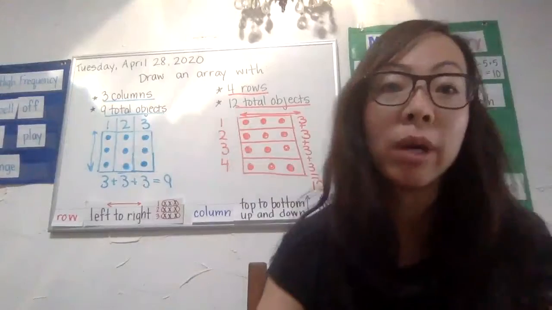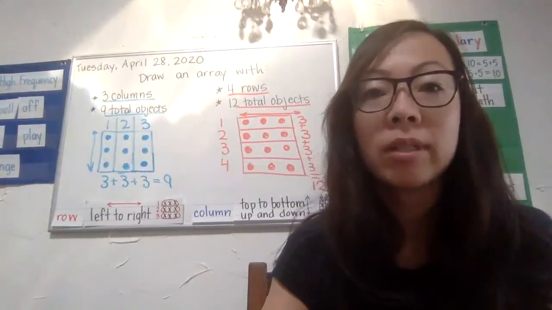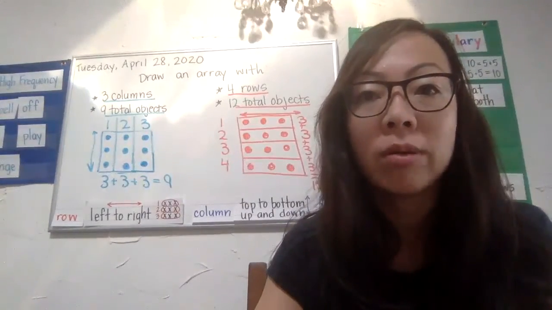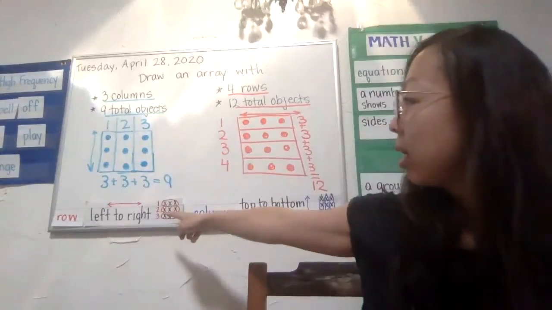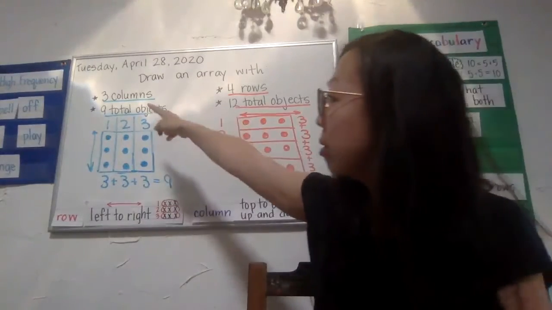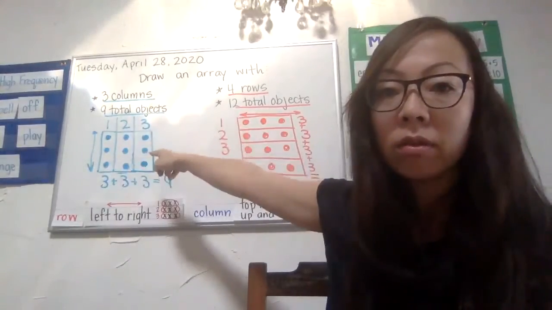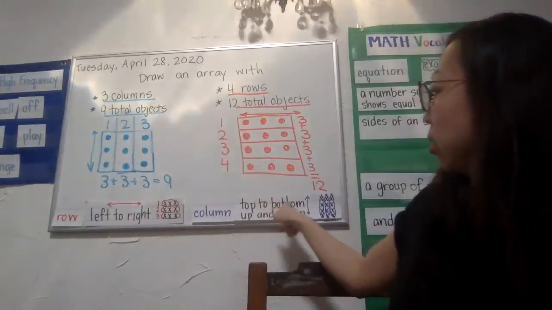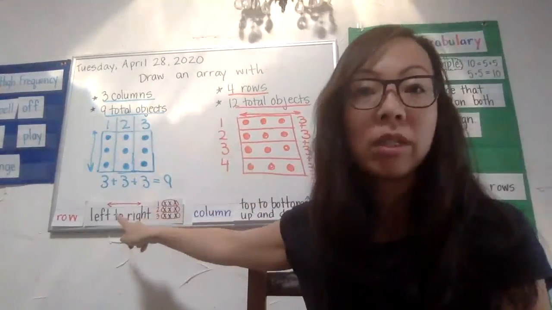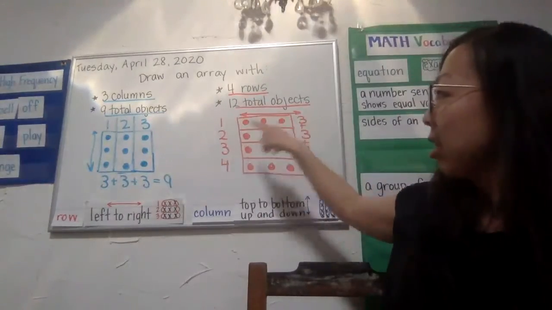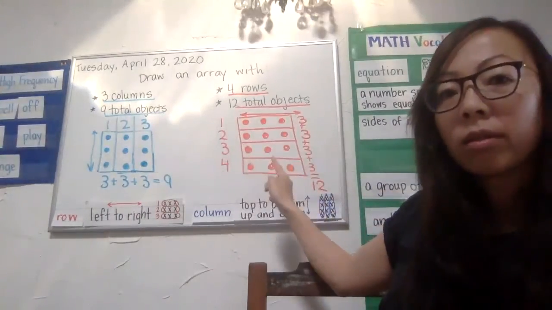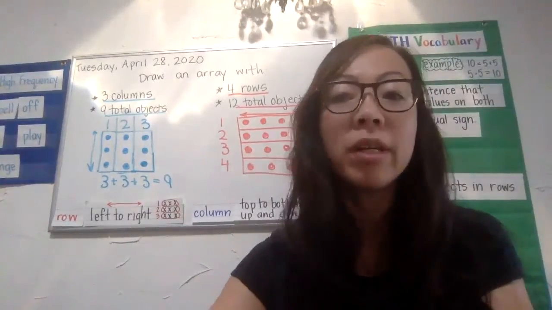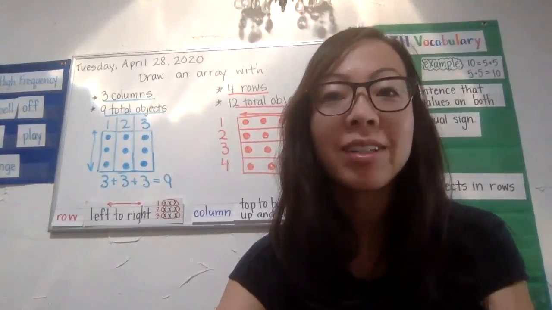When you're doing your math, it's important that you take some time to think, am I making an array? Is it a group of objects that has the equal amount in rows and columns? When it tells me to use columns, are they up and down? If they ask me to make rows, am I making them go across? That's going to be our job in math today. Have an awesome day of learning.